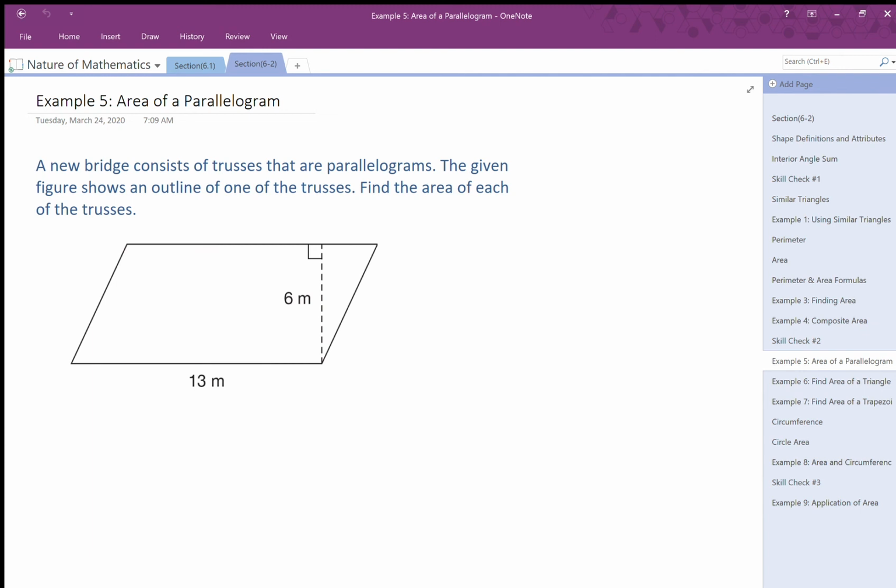Example 5, find the area of the parallelogram. So area equals base times height. Area equals 13 times 6. Area equals 78 meters squared.